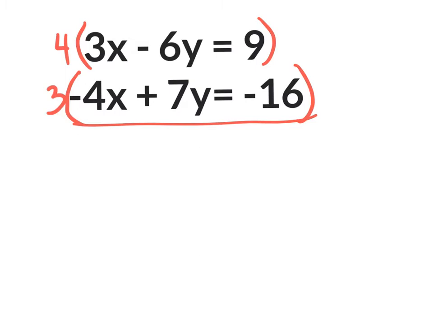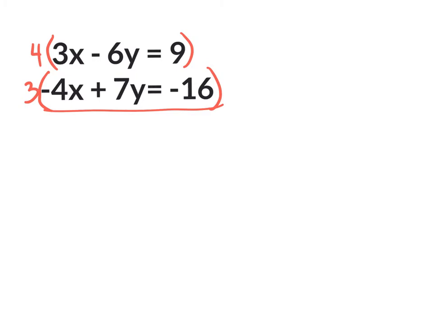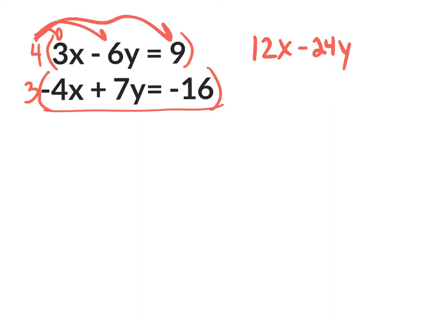Now, the new top equation will be, well, what's 4 times 3? That's 12. Of course, we're talking about x's, right? 4 times 3 is 12x. 4 times negative 6y, that's negative 24y. 4 times 9, that's 36. So that's my new top equation.